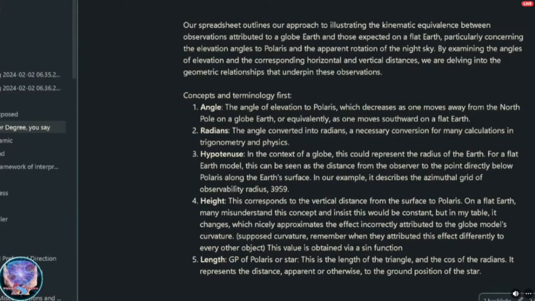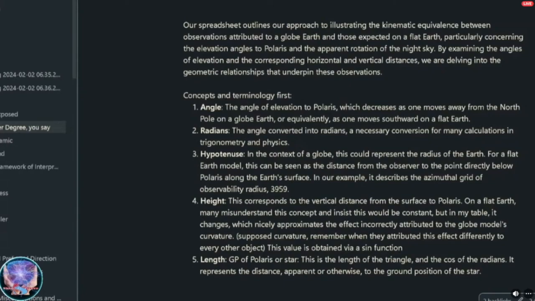So this is the terminology we're going to use. We have an angle, the elevation angle to Polaris, which decreases as one moves away, or equivalently as one moves southward on flat Earth. Again, we're going to compare it to globe Earth, and they say that that's the rate at which Earth curves when you walk away from Polaris. And keep in mind that mountains, trees, streetlights, anything tall, buildings in the distance, all recede at that rate due to perspective, but the stars, they say, due to curvature.